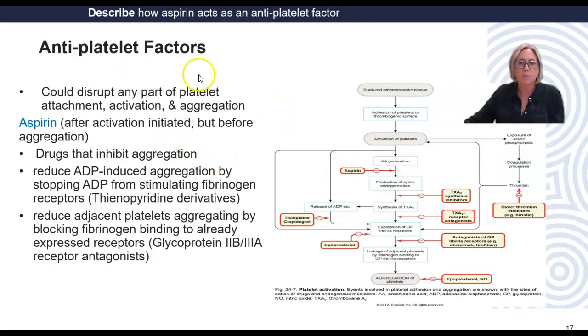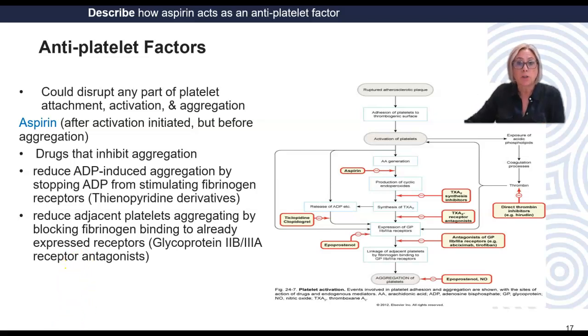So just to summarize this, antiplatelet factors can disrupt any part of platelet attachment, activation and aggregation. The one we're mainly interested in is aspirin. Aspirin works after activation is initiated by blocking the thromboxane production, but before aggregation. Also, drugs, as I mentioned previously, can be used that inhibit aggregation. So they reduce ADP-induced aggregation by preventing ADP from stimulating fibrinogen receptors. You don't need to know the names of those drugs. Or those drugs that reduce adjacent platelets aggregating by blocking fibrinogen binding to already expressed receptors. So these antagonists are blocking the glycoprotein 2B3A receptor, which is just another word for the fibrinogen receptor.